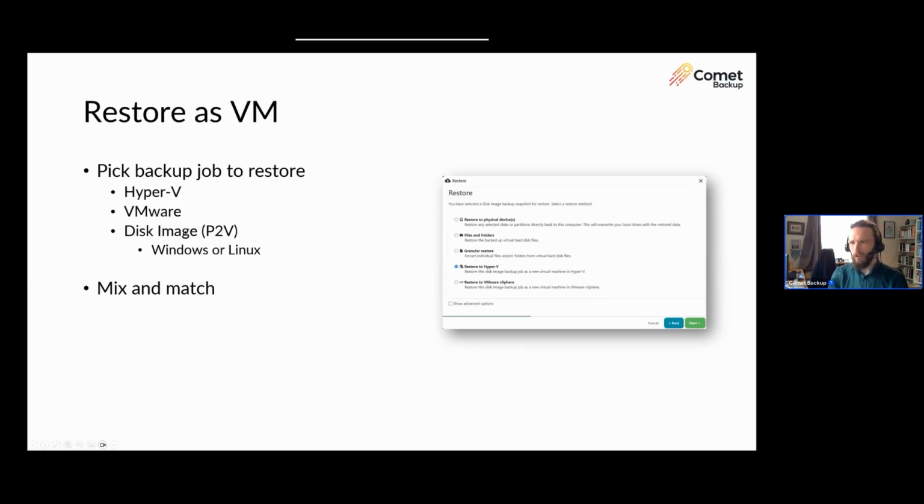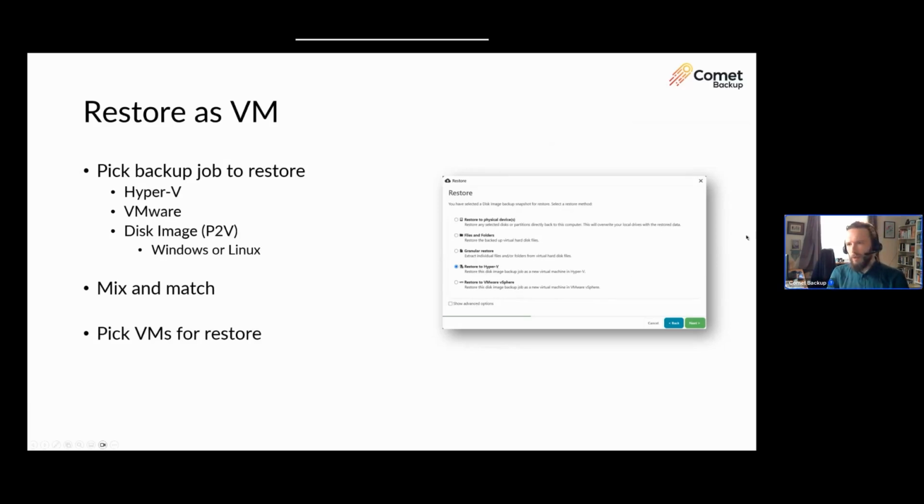I glossed over this one. You can restore a disk image backup job direct to VM. So this is a physical to virtual, or P2V, process. Comet supports taking disk image backups on both Windows and now also on Linux. So this is a really interesting option. When you're backing up a laptop or a physical PC, we detect how much RAM and how many CPU cores it has, and whether it's BIOS or EFI, and all of that gets fed through into the default VM settings that are created.